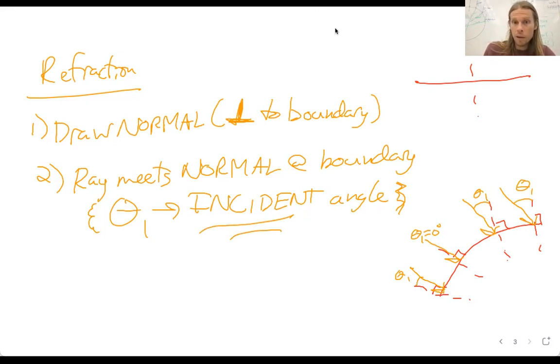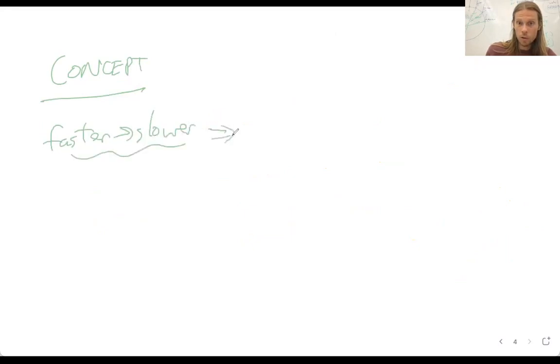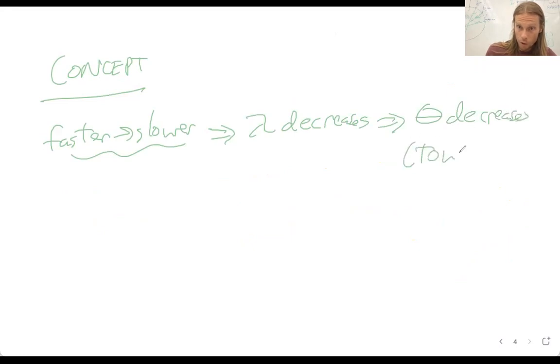All of these will then have a theta 2. Now here's the concept. I'll write it again. Concept. If you go faster to slower, slower means what? Wavelength decreases, which means the angle decreases toward the normal line.